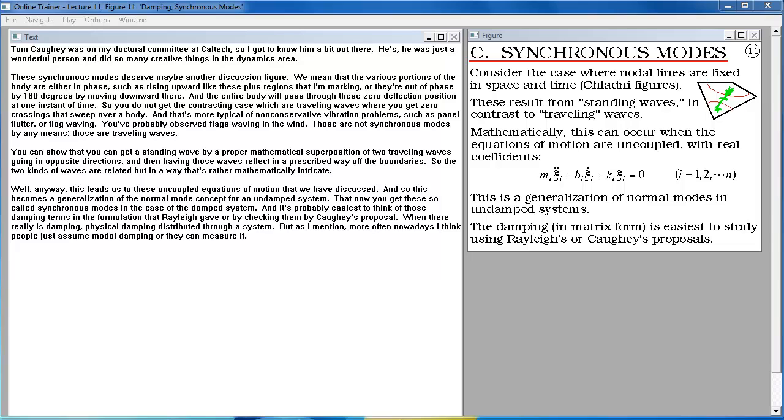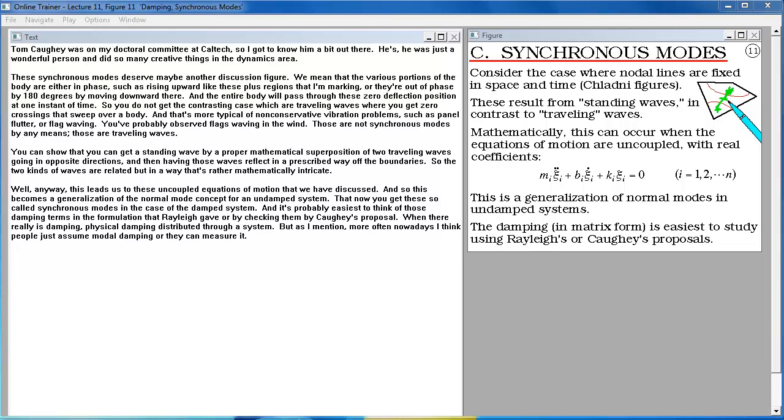You can show that you can get a standing wave by a proper mathematical superposition of two traveling waves going in opposite directions and then having those waves reflect in a prescribed way off the boundaries. So the two kinds of waves are related, but in a way that is rather mathematically intricate.